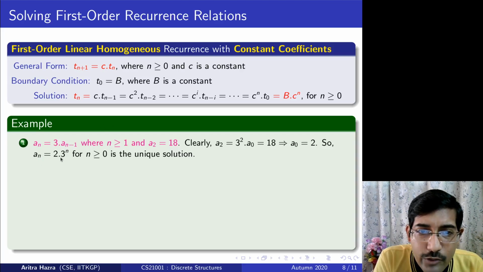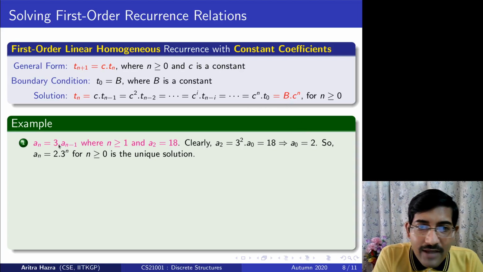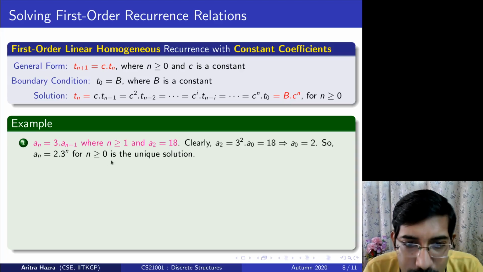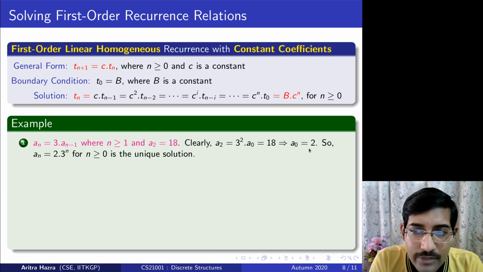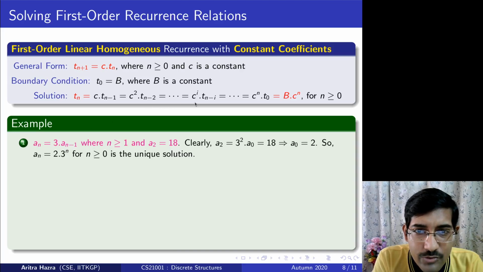This is my answer: an equal to 2 into 3 to the power n, because a0 is 2, which is b, and c is 3. So 2 into 3 to the power n for n greater than equal to 0. If you put n equal to 0, you will get 2. That is a0 equal to 2. You put n equal to 2, you will get 18. So this is your final closed form result from the recurrence using our formula.